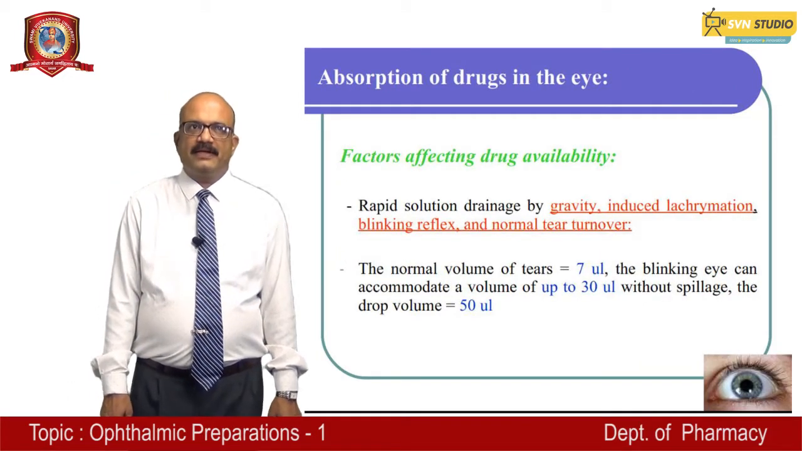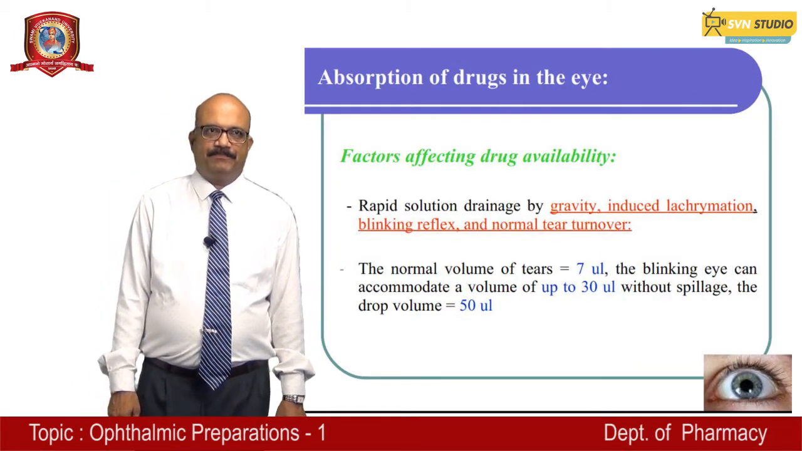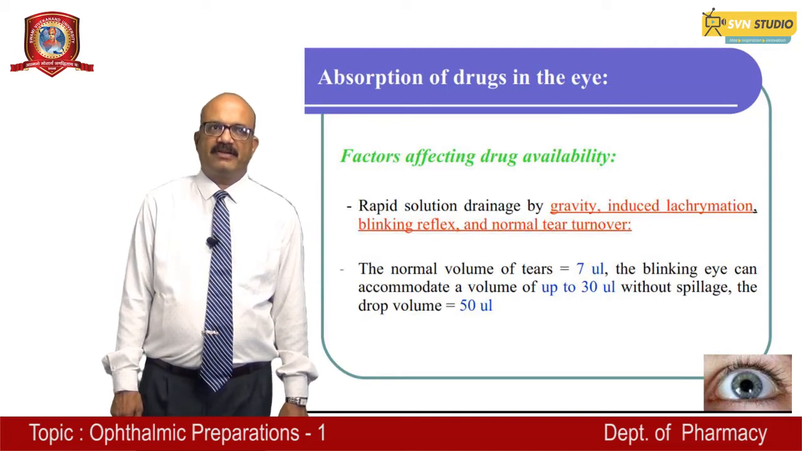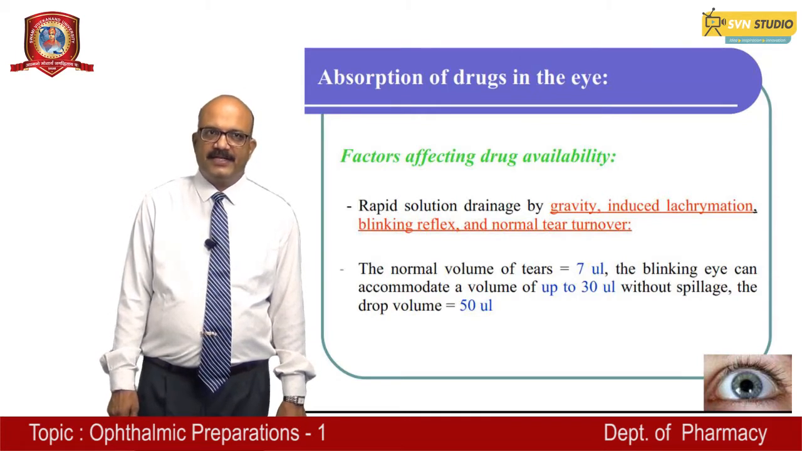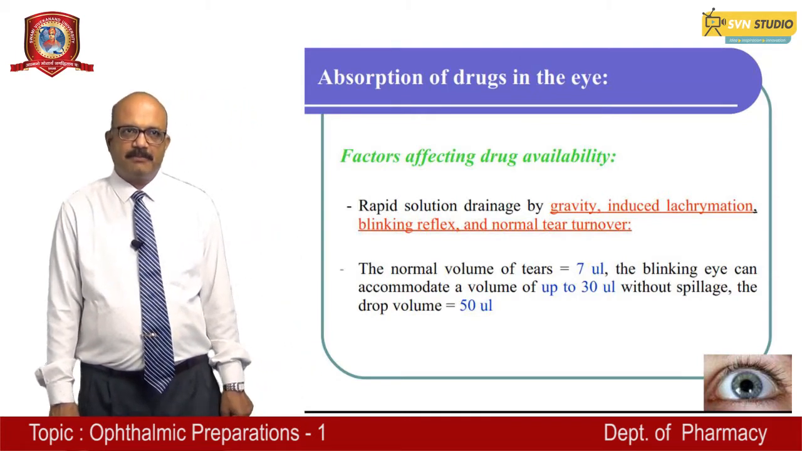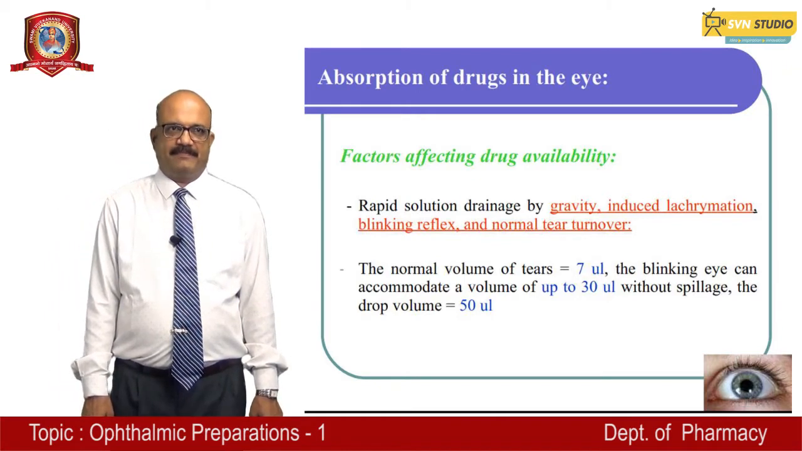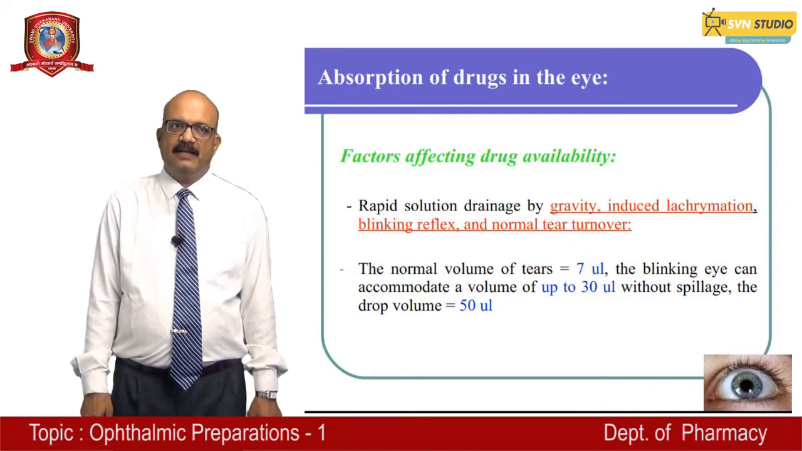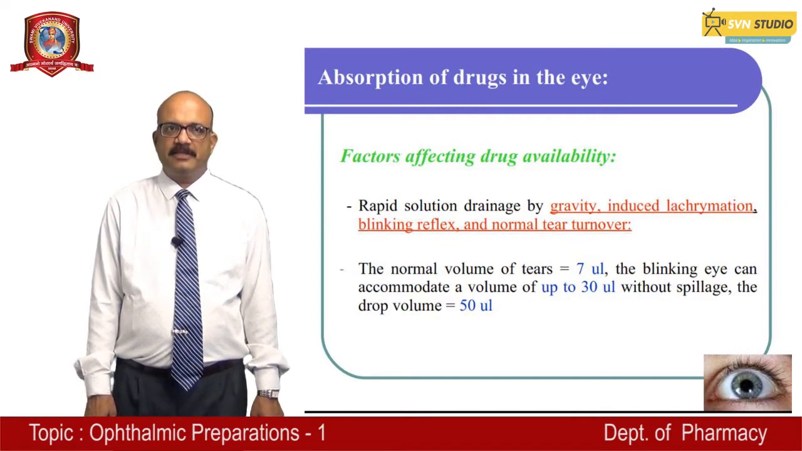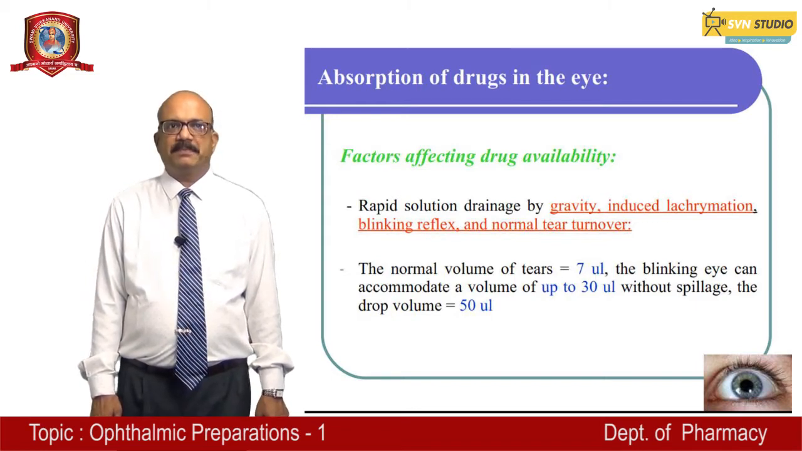Now, absorption of drug in the eye, how does it take place? The various factors affecting the drug availability: the rapid solution drainage by gravity, induced lacrimation, blinking reflex, and normal tear turnover. The normal volume of tears is 7 microliter. The blinking eye can accommodate a volume of up to 30 microliter without spillage. The drop volume is around 50 microliter.